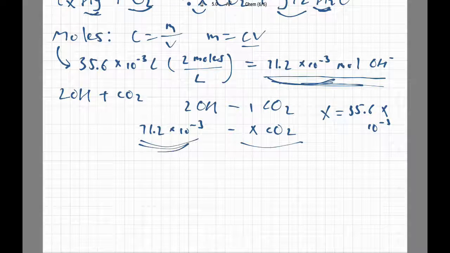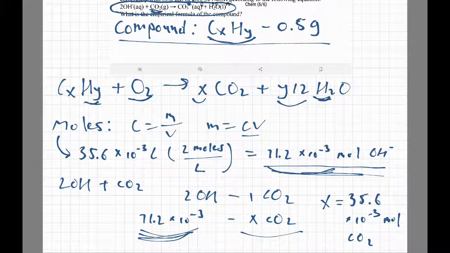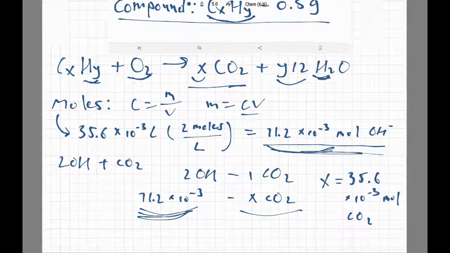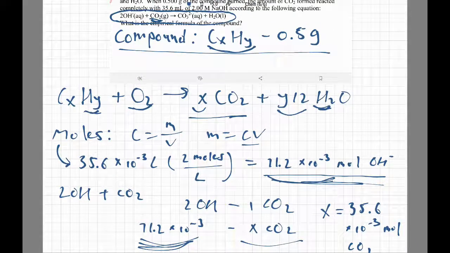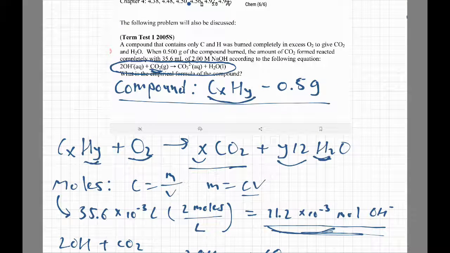Okay, so now I have the moles of carbon dioxide formed from this reaction, which is 35.6 times 10 to negative 3. Okay, I'm just going to isolate these guys from here.